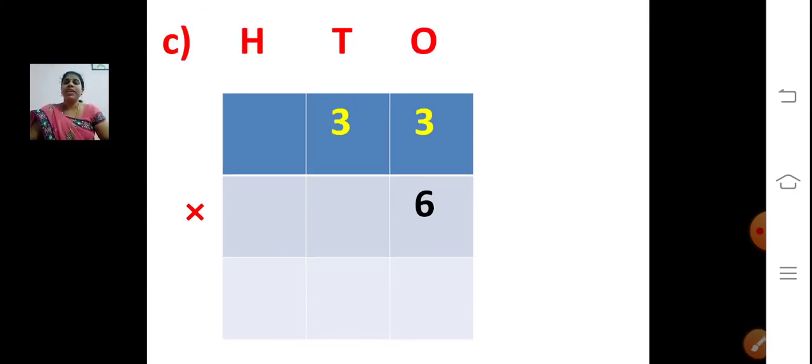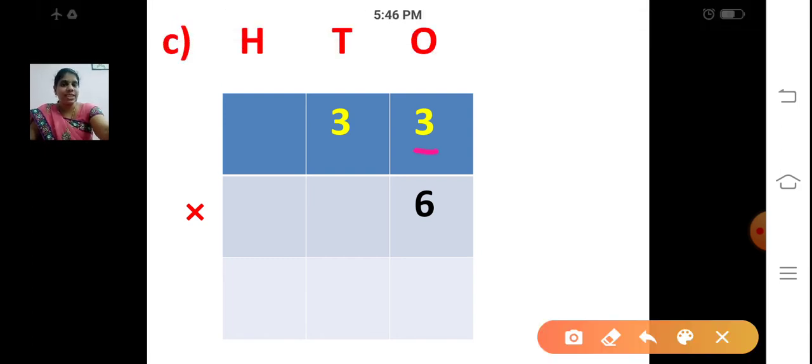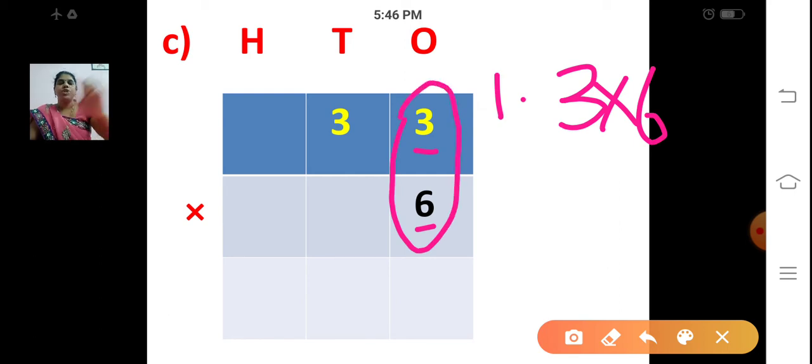We are going to multiply 33 by 6. So what is the first step? Multiply the digit at the ones place by 6. Step 1 is 3 into 6. We are going to multiply these two numbers, right? So that is the first step.